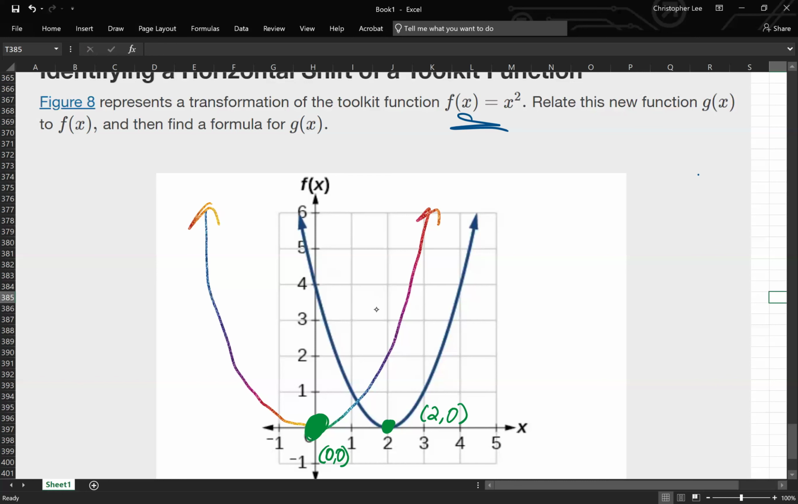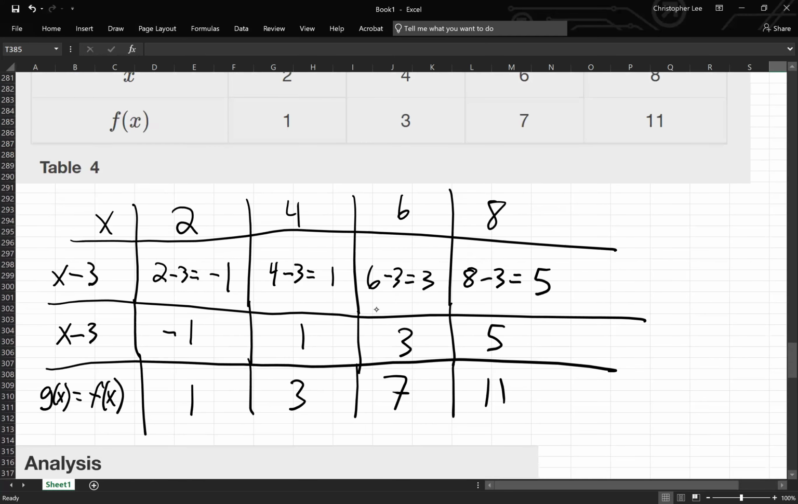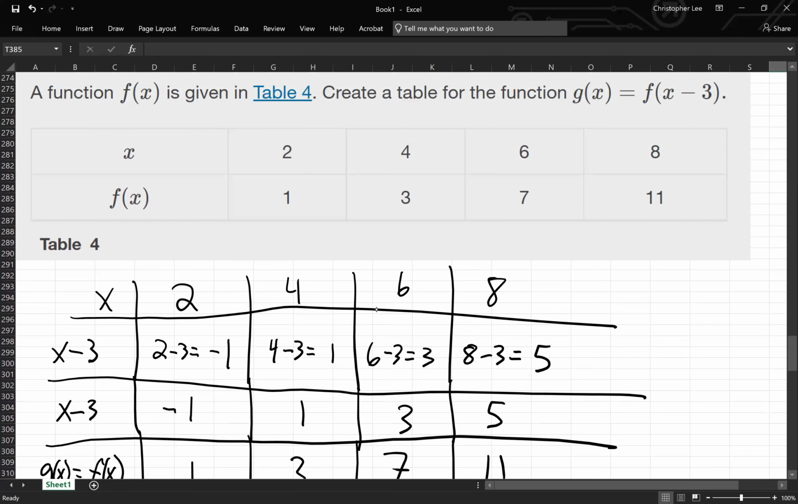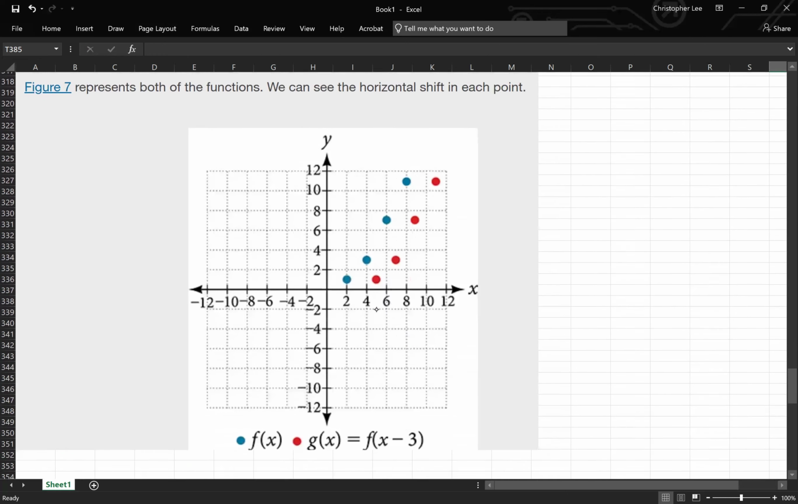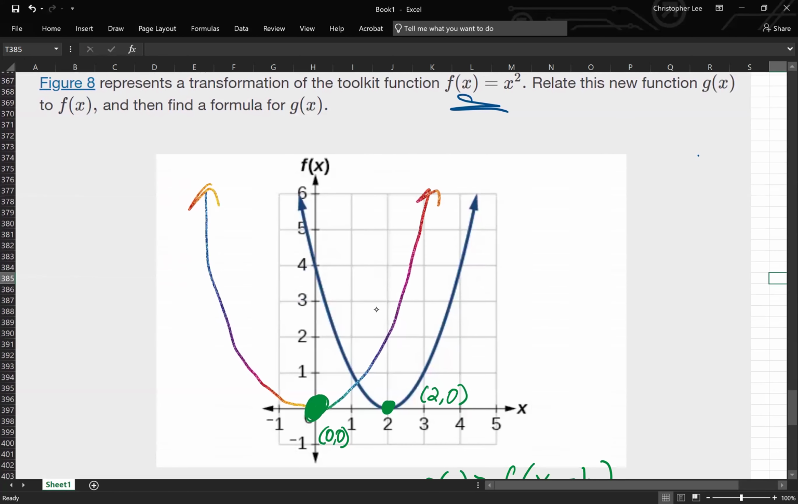Another way you could do this: let's say you didn't like the whole graph thing, which is fair. You could have gone back to this whole table thing that we did up here. They gave you the function f of x is equal to x squared. You could have written out a couple of points, like you could have plugged in 1, plugged in 0, plugged in 1, and you would have had a table just like this with x and y values. And then you just do the same shifting that you were doing over there. It would have been the same answer. This is just using a graph. That's all.